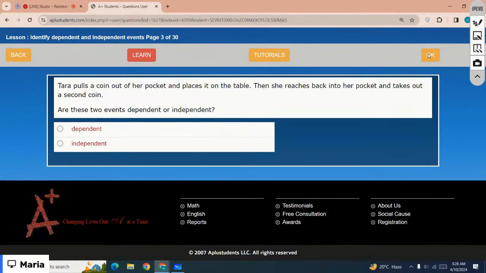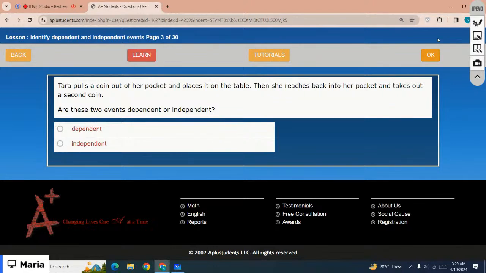Tara pulls a coin out of her pocket and places it on the table. Then she reaches back into her pocket and takes out a second coin. Are these two events dependent or independent? They are dependent events. Very good. How?